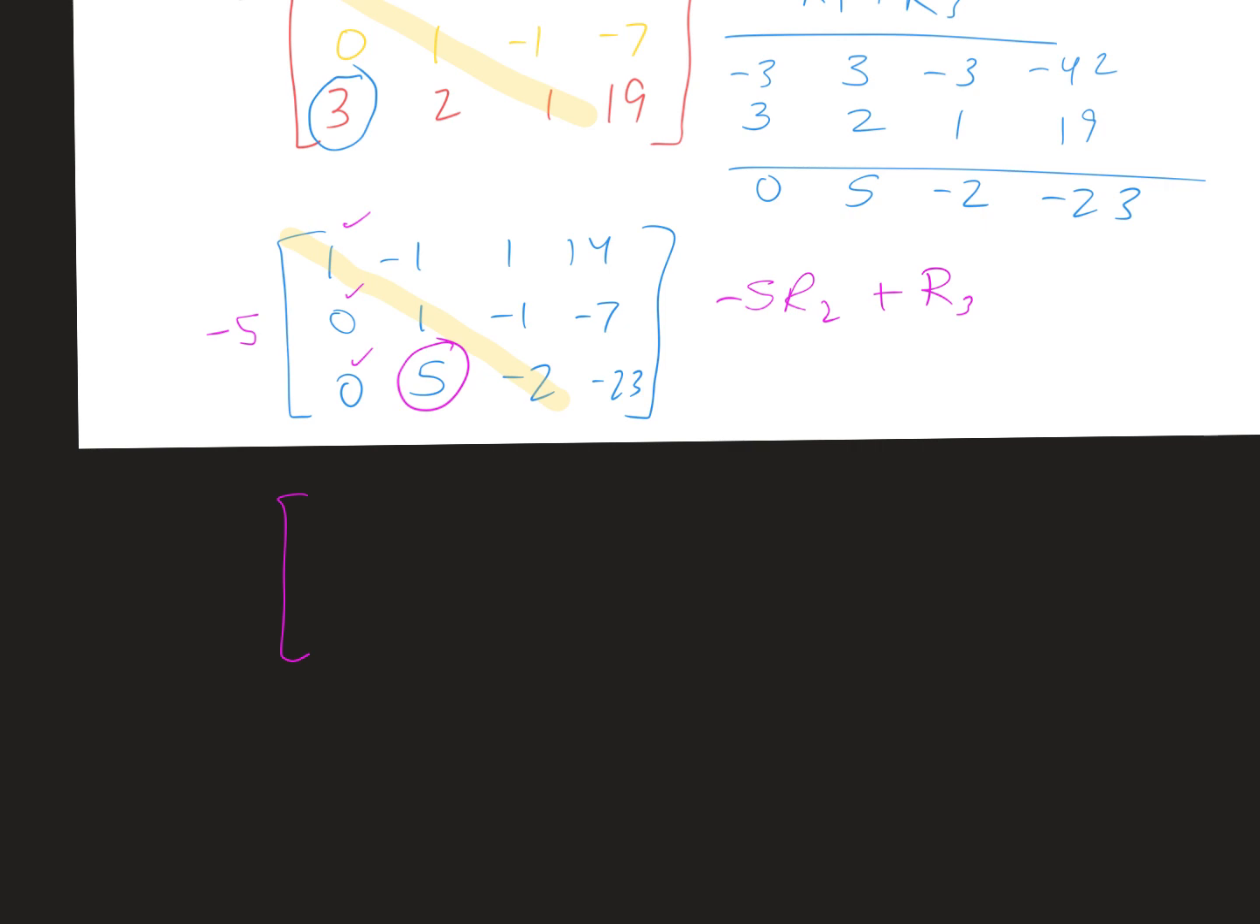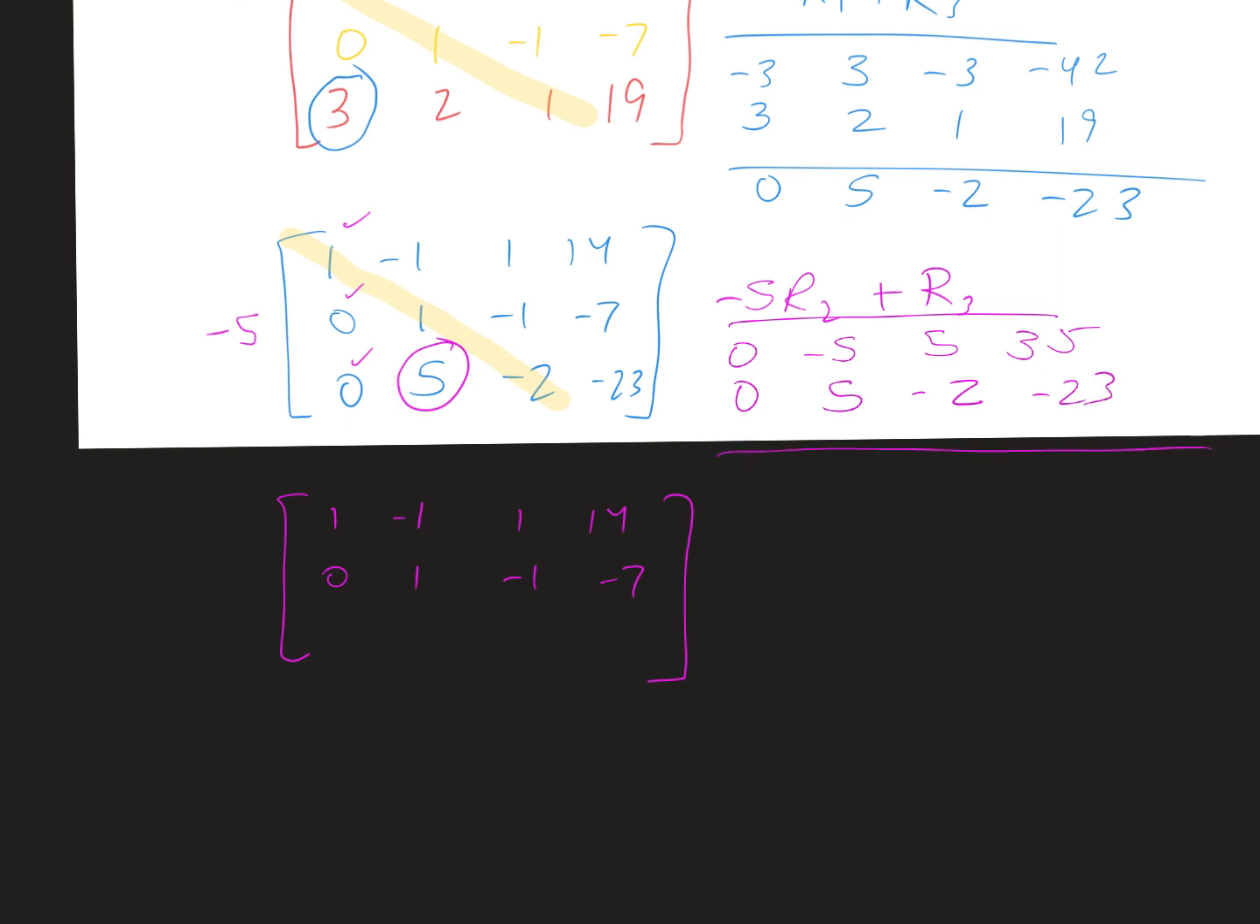1, -1, 1, 14. Row 2's going to stay the same: 0, 1, -1, -7. So now -5 times row 2, I have 0, -5, +5, and then 35. And then my bottom row is 5, -2, and -23. You guys agree?